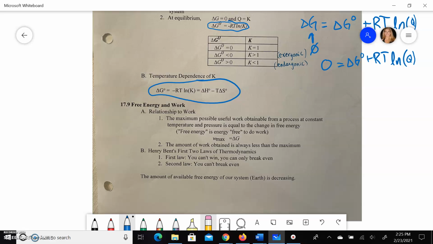And I liked this next section. You don't get a lot of humor in chemistry textbooks, so I thought this was funny. It says the first law says that you can't win, you can only break even, and the second law says you actually can't even break even. What that's all saying is that the amount of available free energy of our system is actually decreasing. The important word there is the free energy that they're talking about.